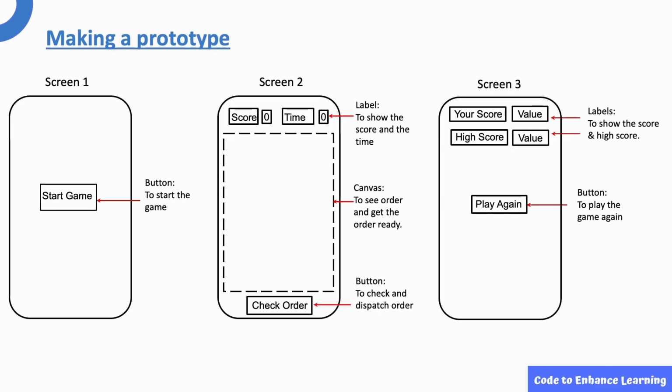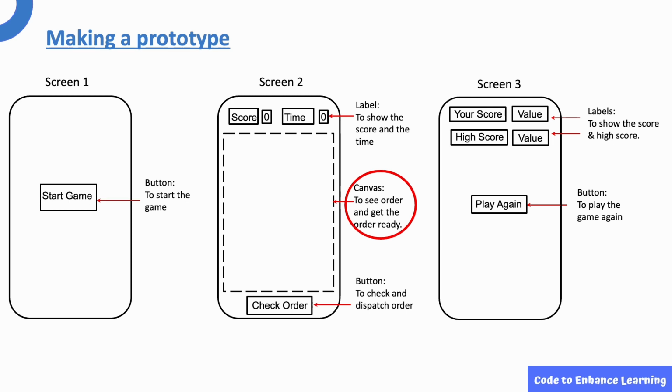Let us start by designing the prototype of the app. Before making it in Thunkable, we will create a draft in a notebook. In screen 1, I have used the button which will start my game. In screen 2, I have used labels to add the time and score in my game. I have used the canvas component in which I will be adding my sprites.